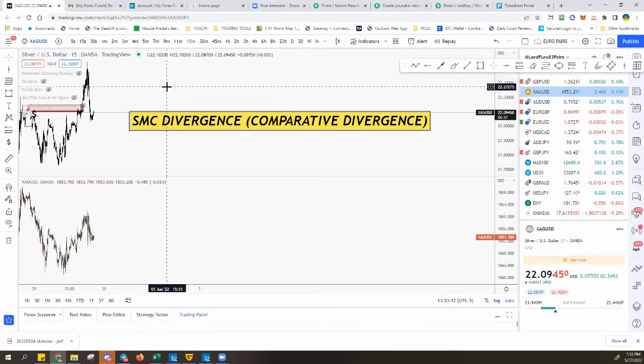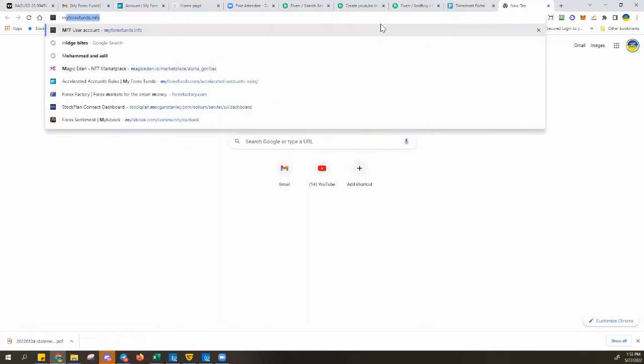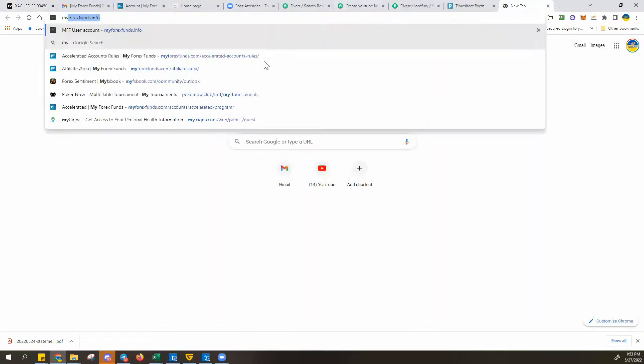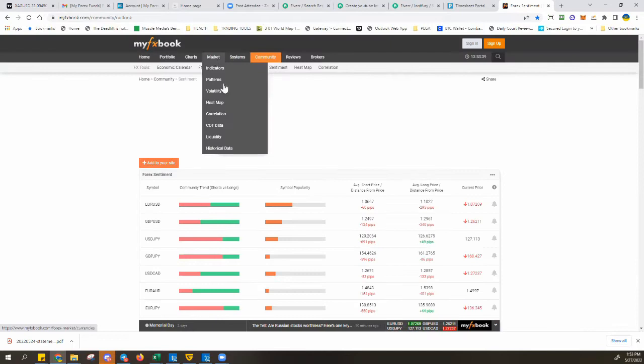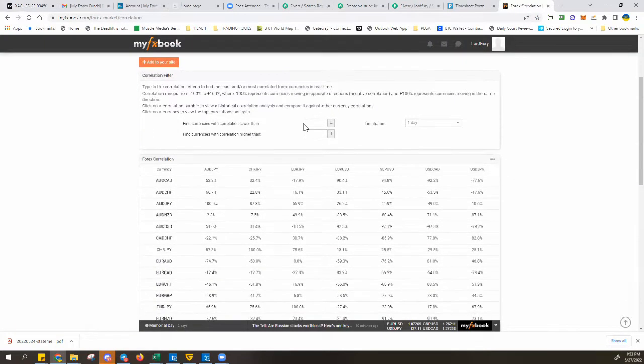So certain pairs correlate with others, and if you really want to see the correlation, you can go to this website called MyFXBook, right? Market correlation here, and on the market correlation page, you can find currencies that correlate more than 80% on one day right now to know what's in sync. So this is a very useful tool.